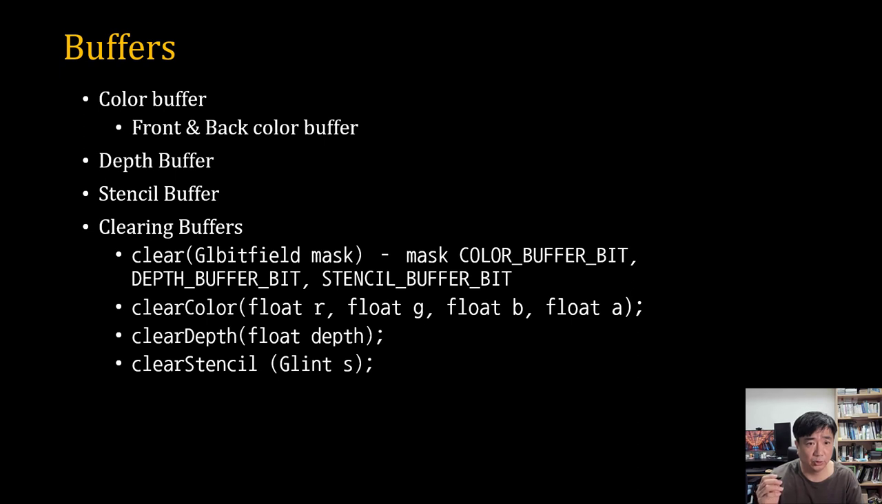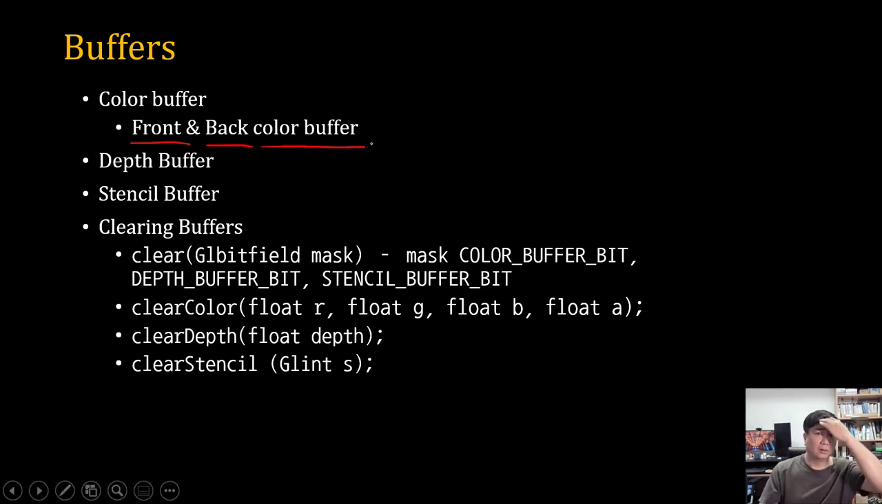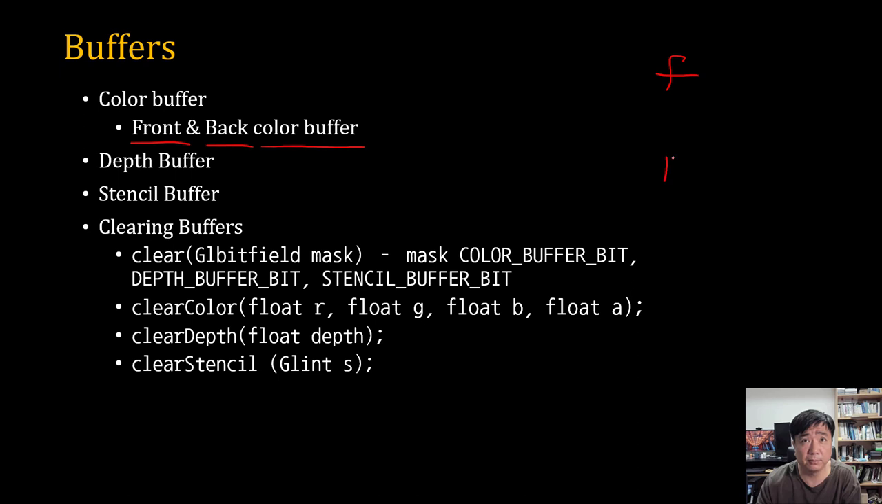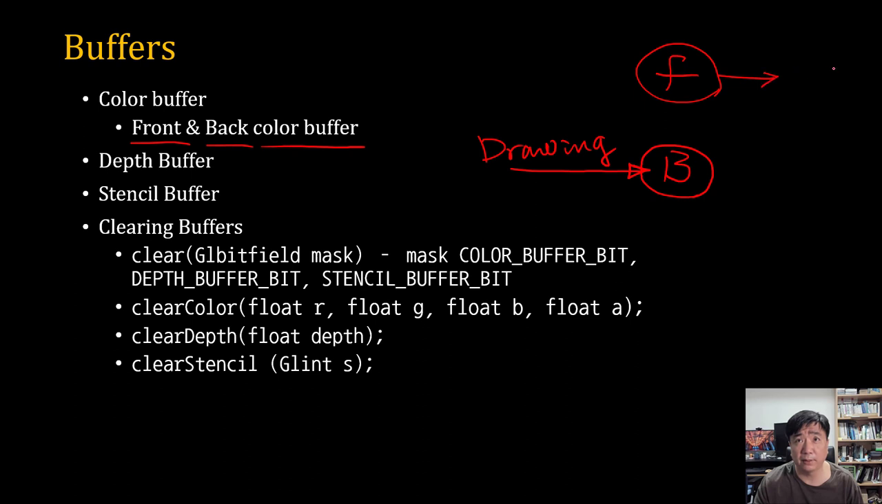Okay, then let's learn about the buffers. I said that buffers are used for input or output. There are three kinds of buffers in WebGL. The first is the color buffer, the second is the depth buffer, and the third is the stencil buffer. In the color buffer, normally there are front and back color buffers. In WebGL and OpenGL ES, we use two color buffers: the front buffer and the back buffer. When you are drawing something, the back buffer is used for drawing, so updating or changing happens here. But the front buffer is displayed on the output device.